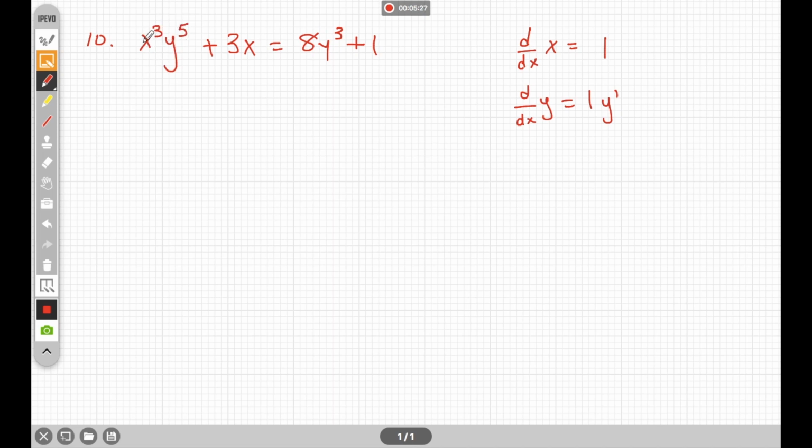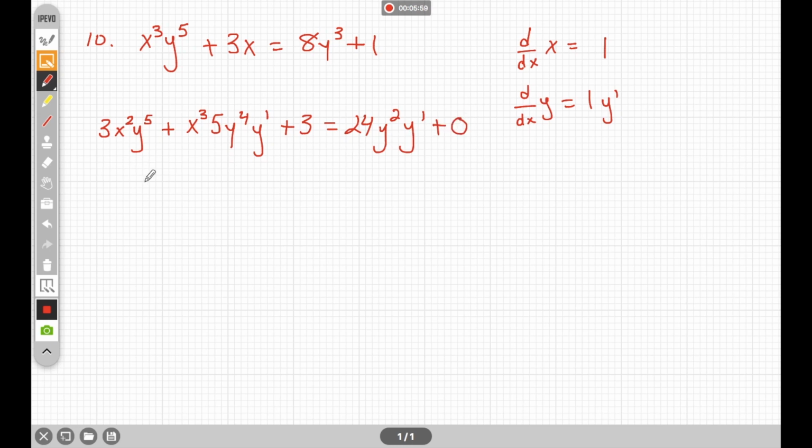So here, I'm going to take the product rule. The derivative of the first term, 3x squared. Second term stays the same, plus first term stays the same. Derivative of y to the fifth is 5y to the fourth times y prime. So whenever you have y, you're always going to have y prime when you're doing implicit. Plus the derivative of 3x is just 3, equals the derivative of 8y cubed. Bring down the 3, becomes 8 times 3 is 24, y squared, y prime, plus the derivative of 1, which is 0.